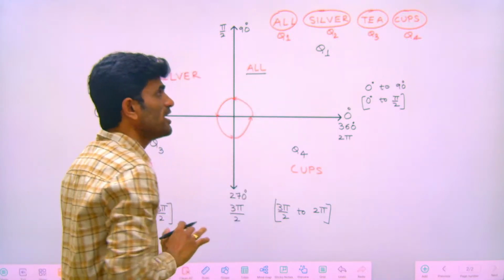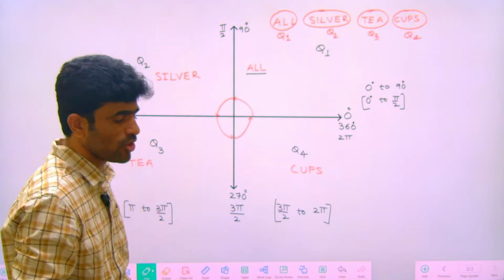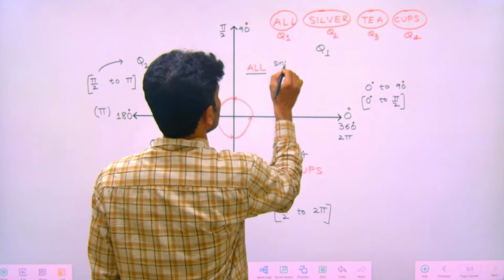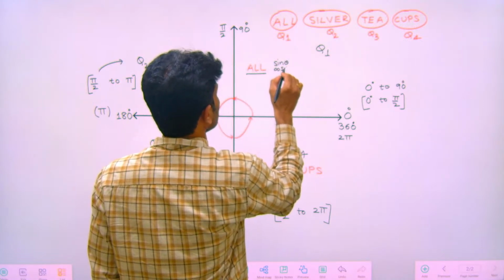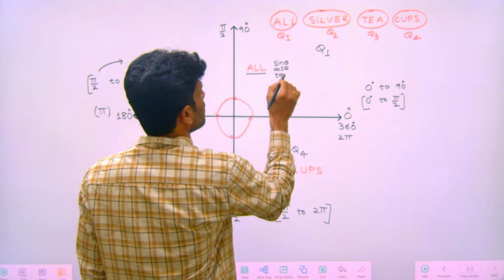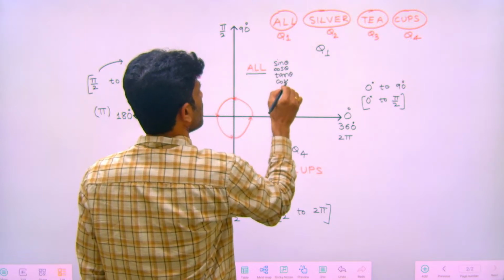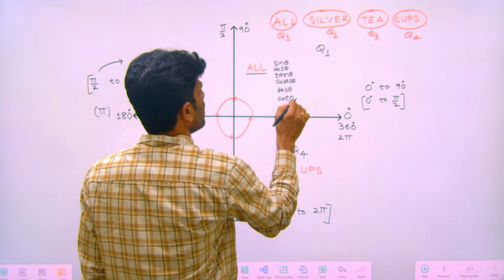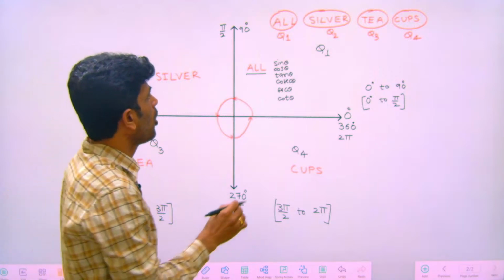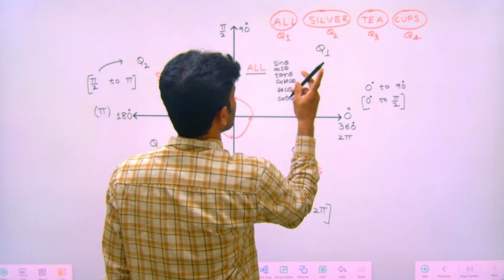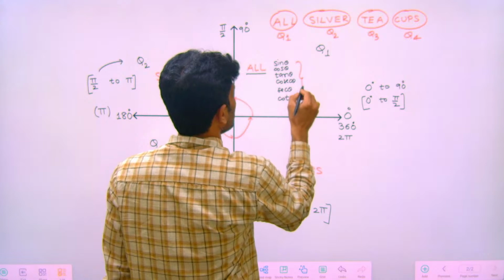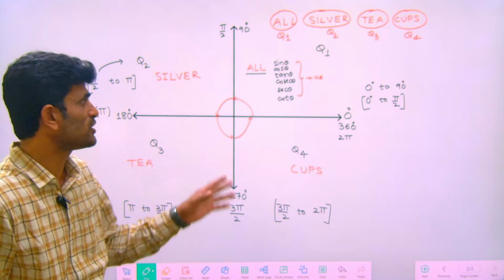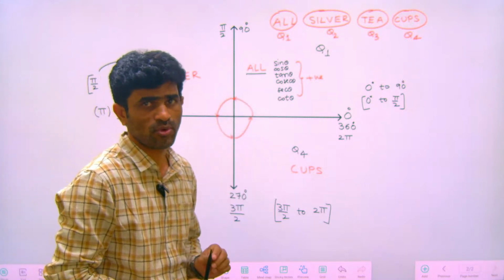All indicates all the trigonometric ratios. What all trigonometric ratios we have? Six trigonometric ratios we have: sin theta, cos theta, tan theta, cosec theta, secant theta, and cot theta. All these six trigonometric ratios are positive in quadrant 1. In quadrant 1, all are positive. That's why we write here all in the first quadrant.